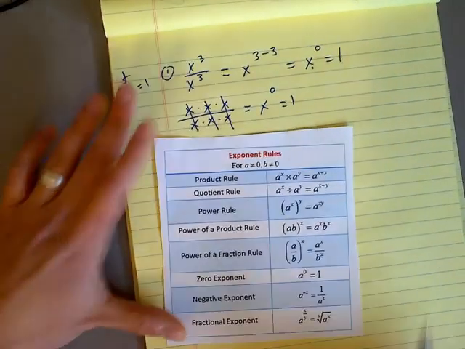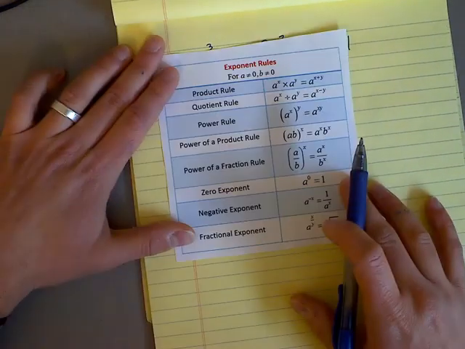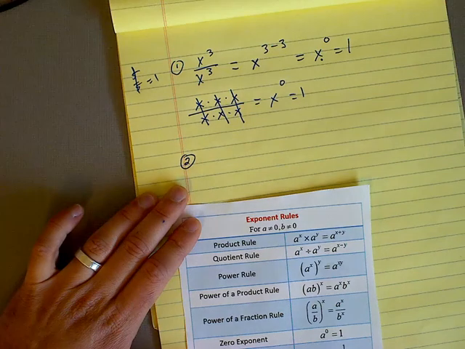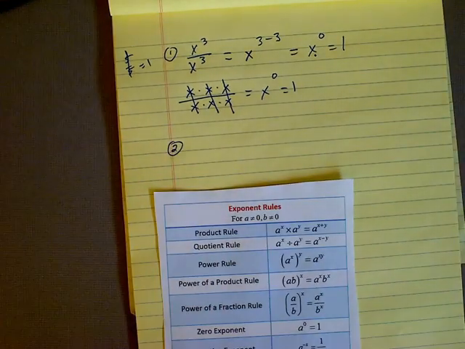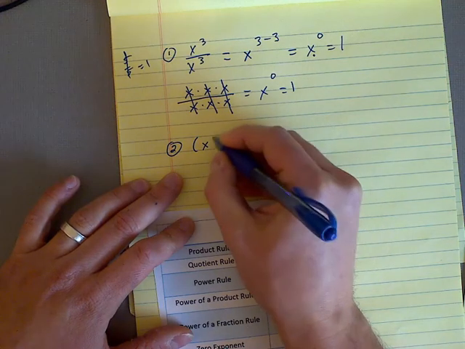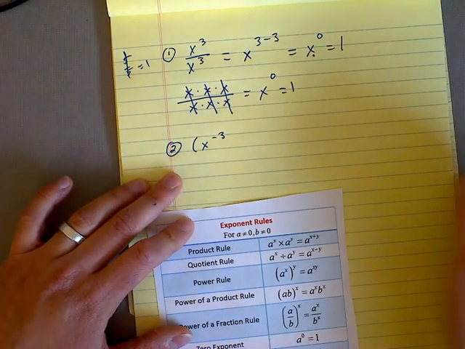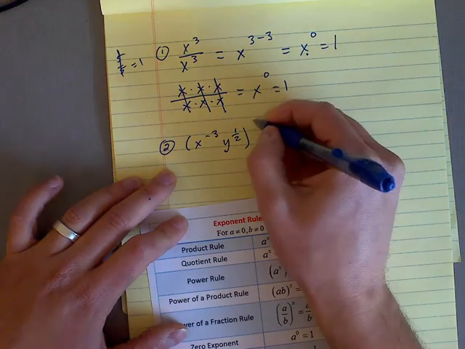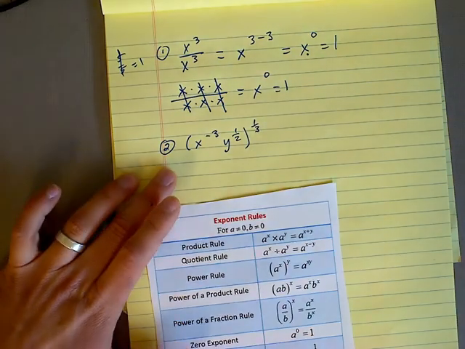Let's do another example, applying a couple more of these rules. The second example we're going to do is going to be x to the negative third, y to the 1/2, and we'll take that to the 1/3 power.